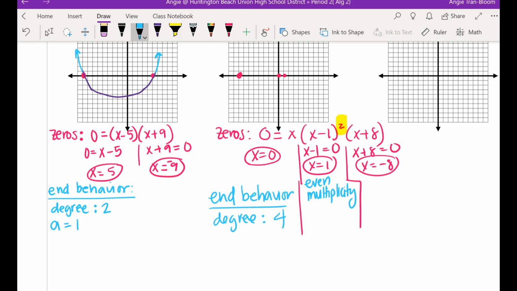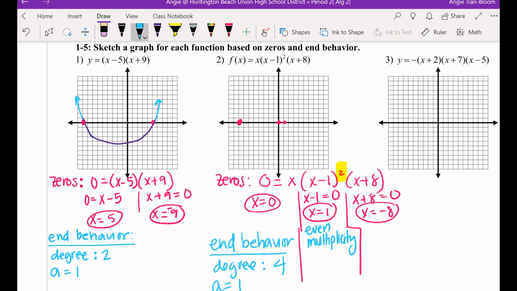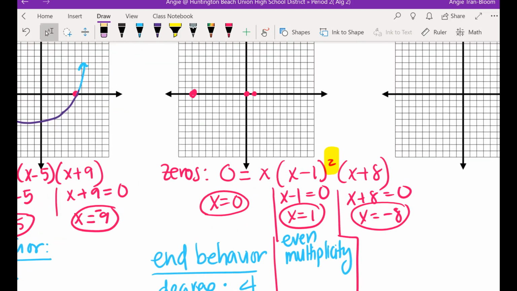4. Now I need to find an a value because that would tell me if it opens up or opens down. What's the a value? When you multiply them all out, what is the leading coefficient in front of x to the 4th? 1. So how does it open? Up or down? Up. Okay, so on the ends, I just have to go up, and up. Look at that. I'm almost done.